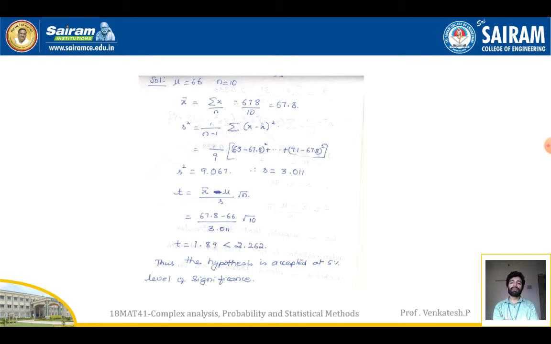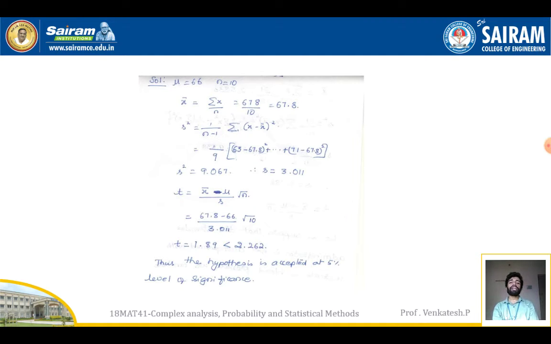Now I can incorporate all these values in the t distribution equation, that is t is equal to x bar minus mu divided by s into square root of n. If I replace all these values here, it will be 67.8 minus 66 divided by 3.011 into square root of 10. On simplifying this further, I will have t is equal to 1.89.